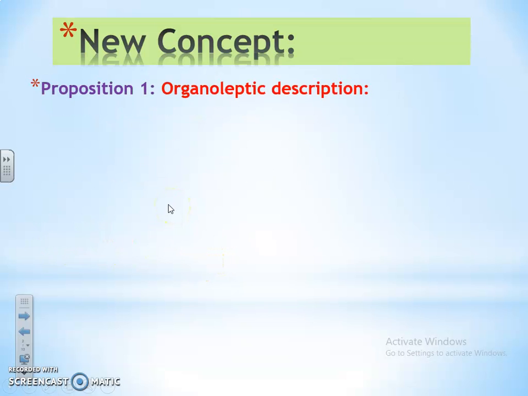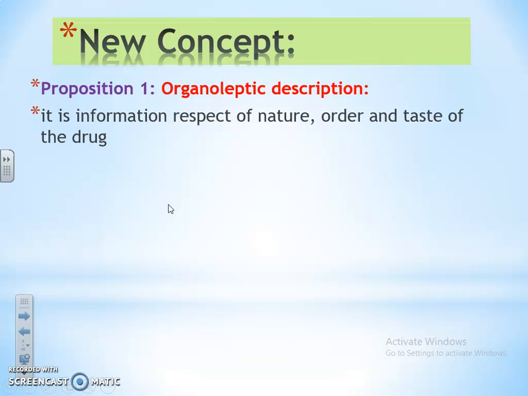Now, as far as the new concepts are concerned, first is the organoleptic description. So organoleptic description, nothing but what? It's information with respect to the nature, odor and taste of the drug, in which only the organoleptic characters we have to see, that is the morphological characters, including its nature, whether it is crystalline, amorphous and all, what is the odor, as well as the taste of the drug.